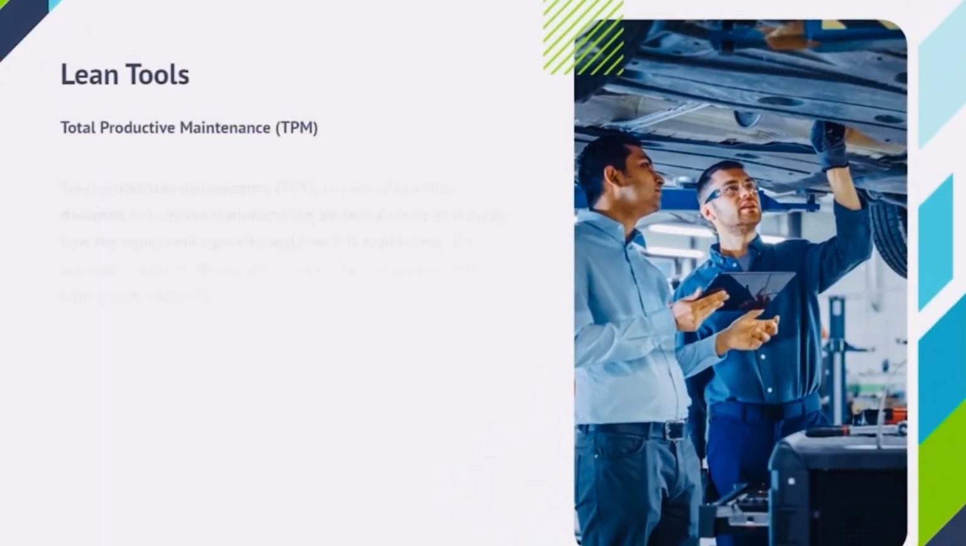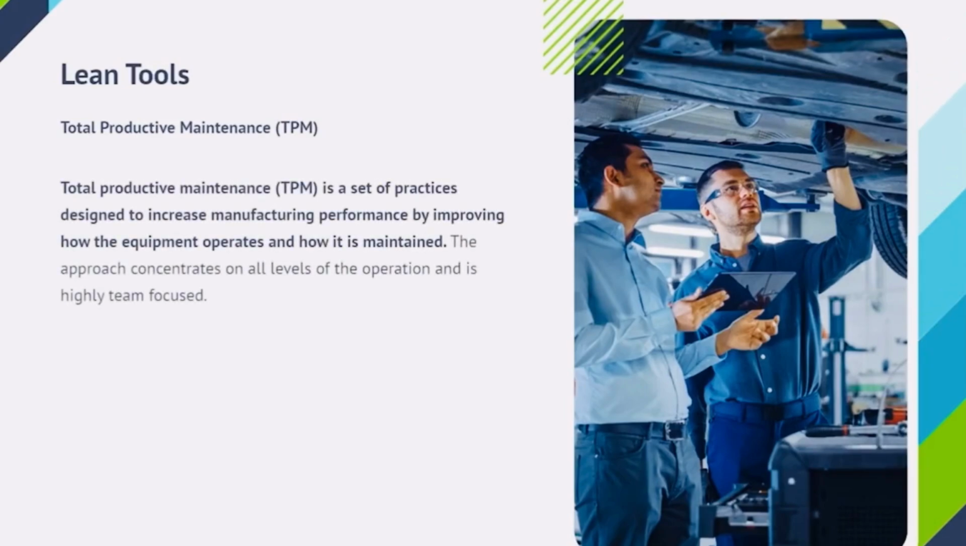Total Productive Maintenance, TPM. Total Productive Maintenance, TPM, is a set of practices designed to increase manufacturing performance by improving how the equipment operates and how it is maintained. The approach concentrates on all levels of the operation and is highly team-focused.